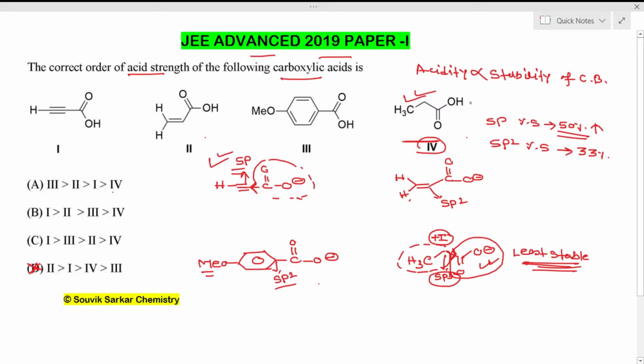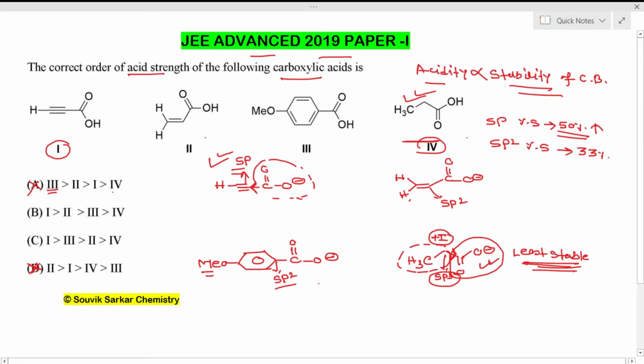We know that acidity is directly proportional to the stability of the conjugate base. So the corresponding acid 1 will have the highest acid strength among all these acids. In option A, they have given acid 3 as the highest in acidity, but this is not true. Now we have option B and option C.